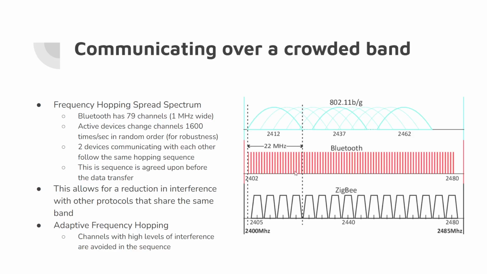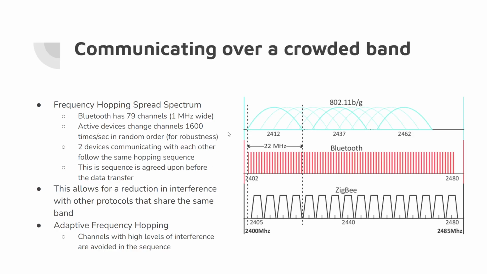We're gonna break this band up into small channels, small 1 megahertz wide channels, and then we're going to, in random order, at 1,600 times a second, change those channels. So in that way, it's very unlikely, or even if there is some interference, it's not happening all the time, or it's happening very infrequently. So in that way, we kind of minimize the effects of interference.